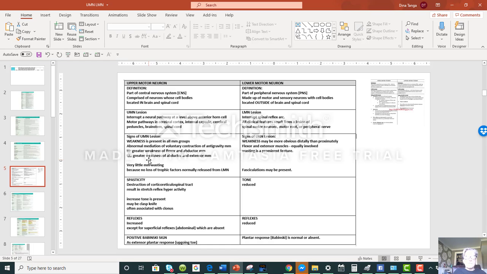Signs of the upper motor neuron lesion: you're going to have weakness, and it's going to be present in all the muscle groups.